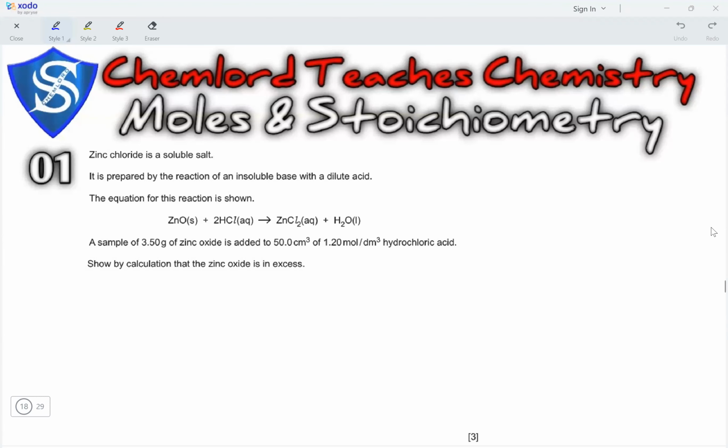Hi guys, this is O-level chemistry and we are doing moles and stoichiometry. Question 1. Zinc chloride is a soluble salt. It is prepared by the reaction of an insoluble base with a dilute acid.